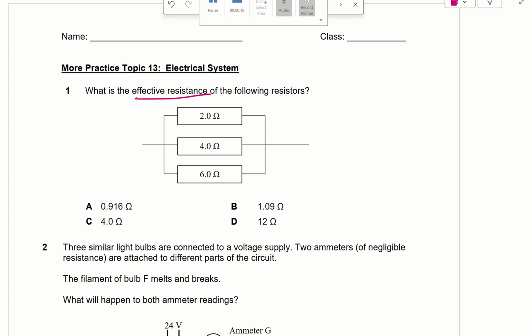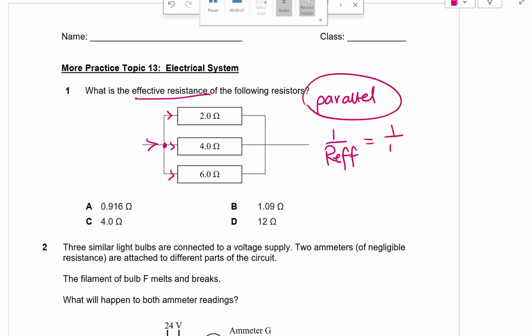How do we tell? We role play the current. If it flows to here, then at this point it will actually split into three paths. Okay, so this is how we determine whether they are connected in series or parallel. So if it's in parallel, then you actually have to calculate the effective resistance using this formula, 1 over R1 plus 1 over R2 plus 1 over R3.